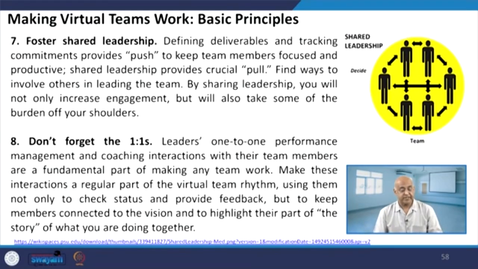Foster shared leadership. Tracking commitments provides the push to keep team members focused and productive. Shared leadership provides the pull technique. The pull technique is required whenever we are talking about virtual teams, so they will be able to find their ways to interact.